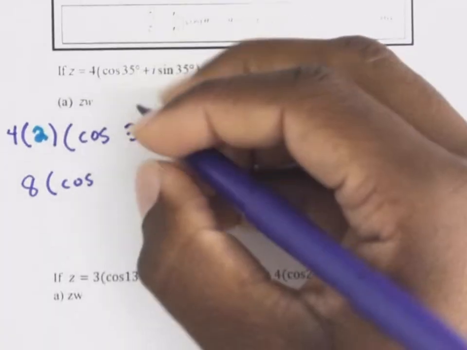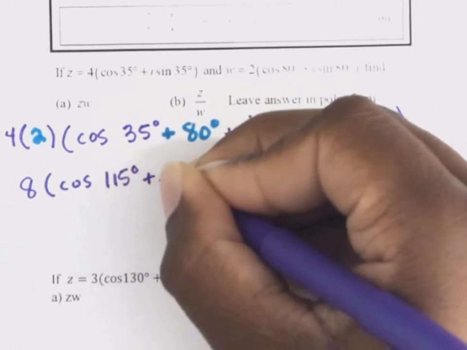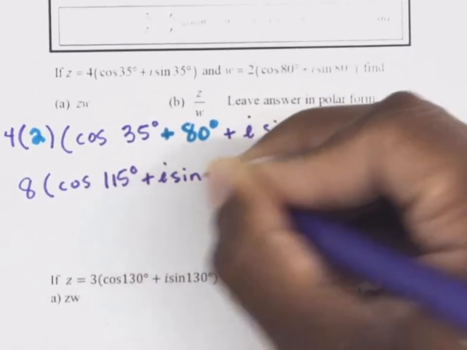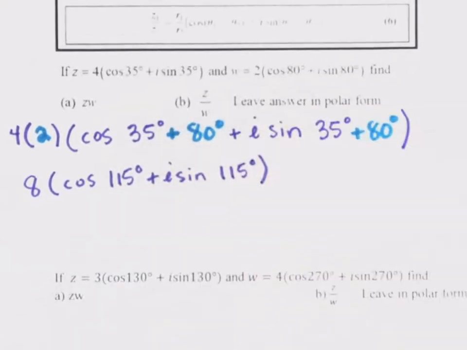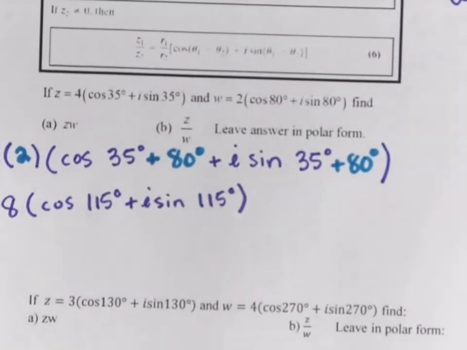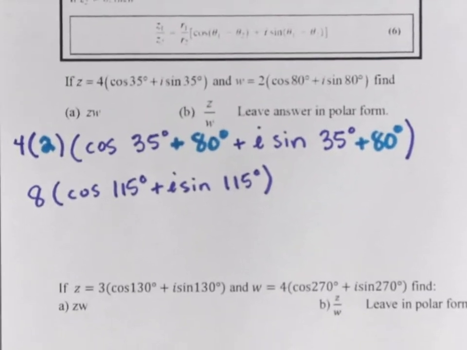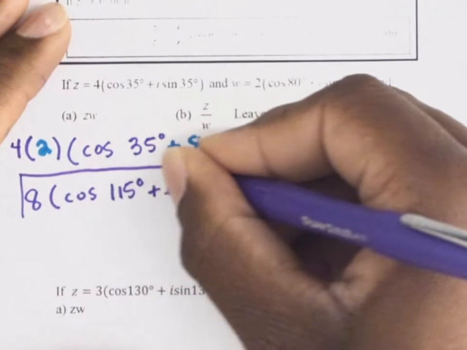35 plus 80, 115. Good job. You know addition, wow. And the other angle will also be 115. And just like that, we multiply two complex numbers in polar form. Wait, that's our answer?